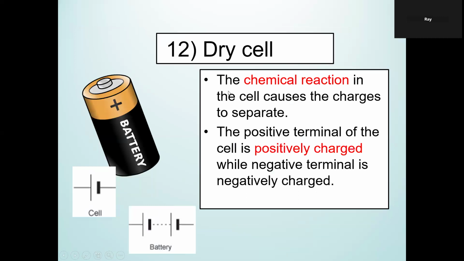Right? It's just a revision. Chemical for dry cell, chemical reaction in the cell causes the charge to separate. There's a positive terminal, there's a negative terminal, there's a symbol for the cell, and there's a symbol for many cells, more than one cell. Right? So it's the battery. The positive terminal of the cell is positively charged. The negative terminal is negatively charged.